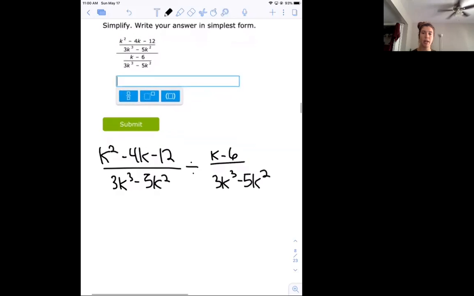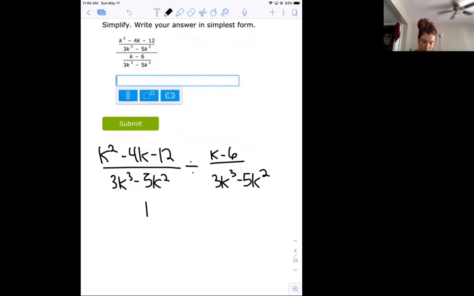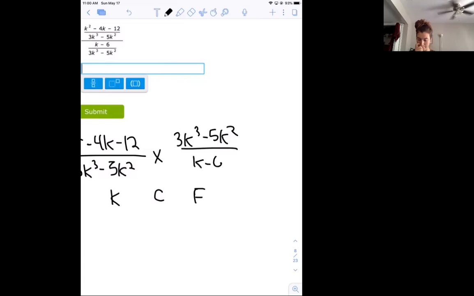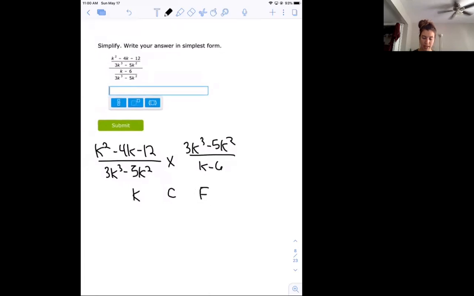Okay, so if you guys remember how to divide fractions, it's keep, change the sign, and then flip your second fraction. So I'm just going to do that right now. To change the sign, that means this becomes multiplication. And then to flip my fraction, I'm just going to write the denominator on the top now, and the numerator goes on the bottom. So I did keep, change, flip. This is what I have.